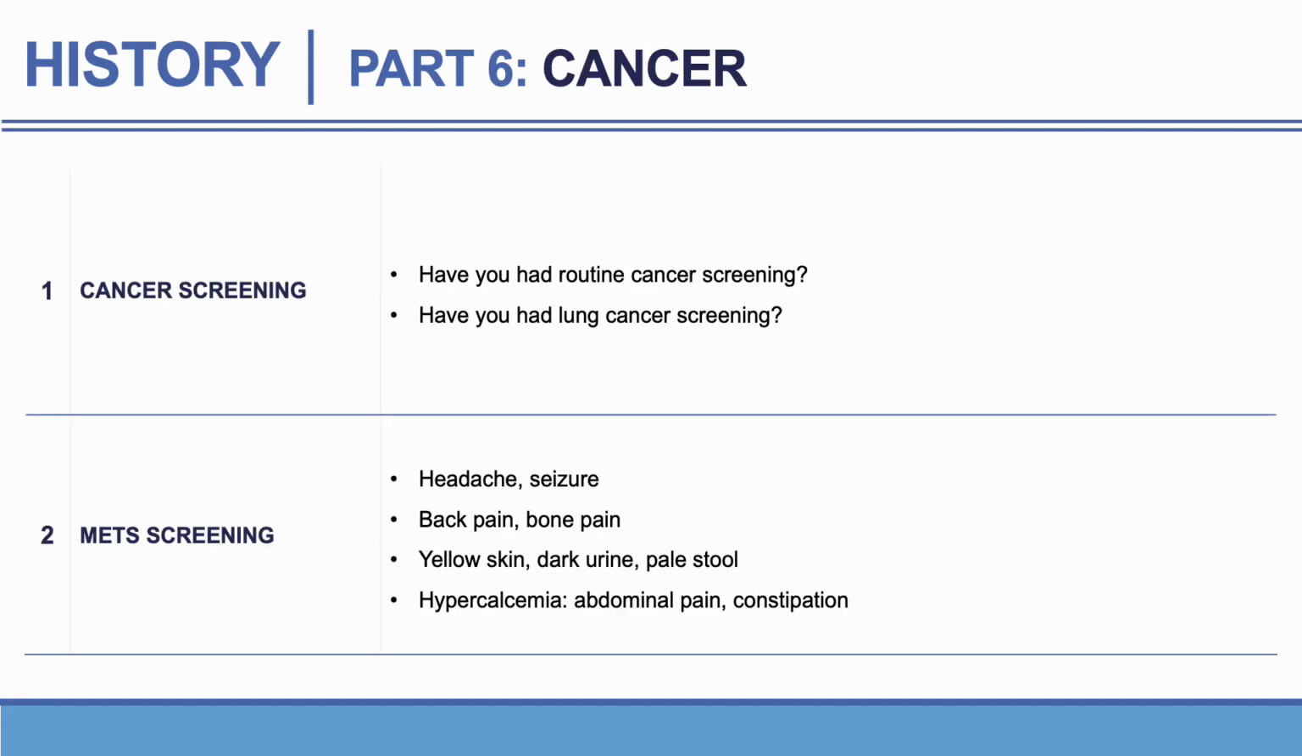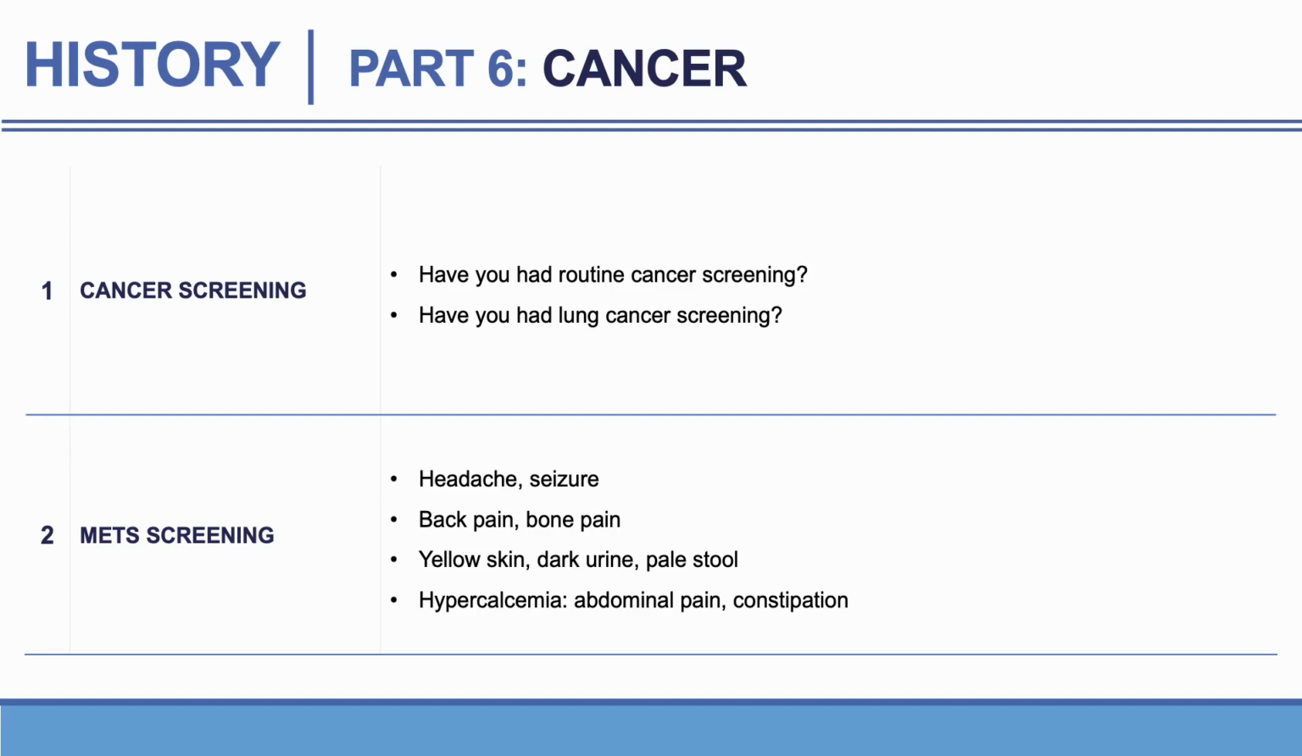So the next part of the history we typically ask when the patient's answers have led us towards a presumed diagnosis of cancer. So maybe the patient had said that they are a current or former heavy smoker and they had positive constitutional symptoms. So we need to rule out cancer as being one of our main differentials. So you want to start by asking cancer screening questions. So have you had routine cancer screening done? And then more specifically, if they met the Canadian Task Force guidelines, you want to ask if they've had lung cancer screening done.